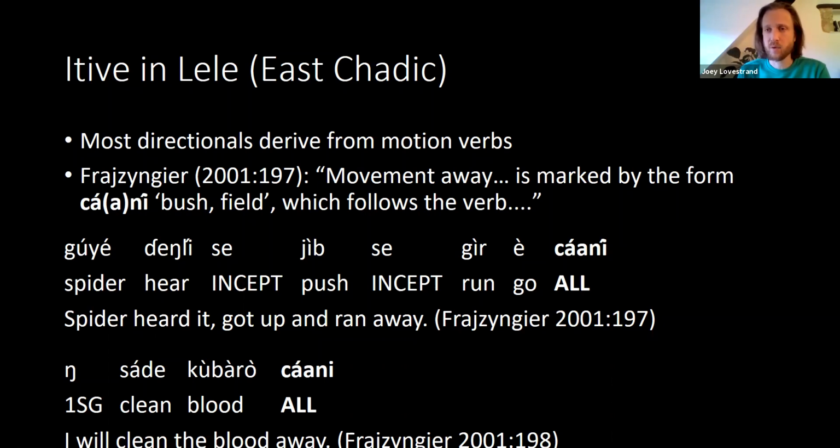But in the second example, we see what's obviously not a literal interpretation, what is apparently an itive interpretation of this word. I clean the blood away. So clean appears as the verb appearing with this itive marker derived from the word for the bush.